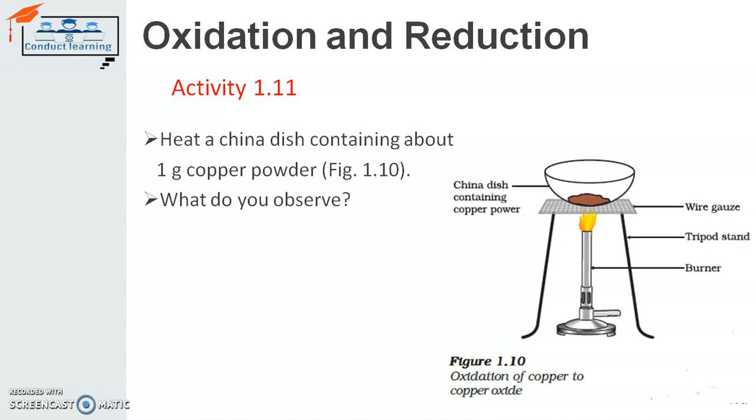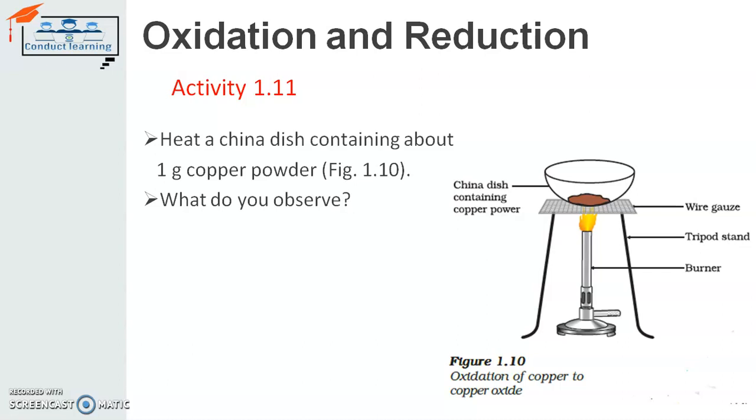Oxidation and reduction we will understand from an activity. If I simply elaborate the oxidation and reduction process, I first take copper powder in a china dish and start heating it. When I heat it, the copper powder, which is represented by the symbol Cu, gets oxidized because it reacts with the oxygen present in the air and becomes copper oxide. This reaction is known as oxidation.